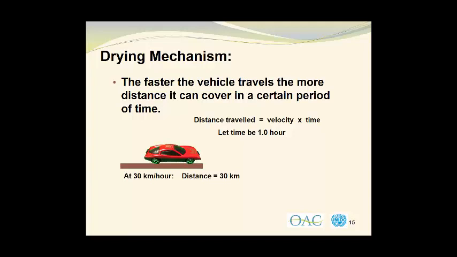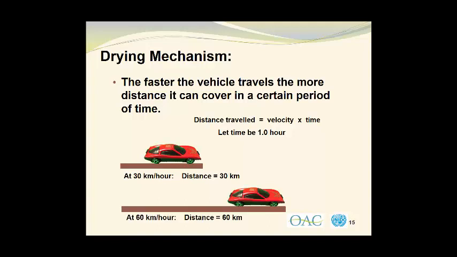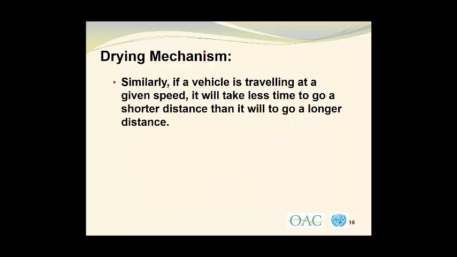So at 30 kilometers an hour, the car will travel 30 kilometers. And at 60 kilometers an hour, in 1 hour, the car will travel 60 kilometers. There's nothing really earth-shattering about this. Similarly, if a vehicle is traveling at a given speed, it will take less time to go a shorter distance than it will to go a longer distance, and this is quite obvious.